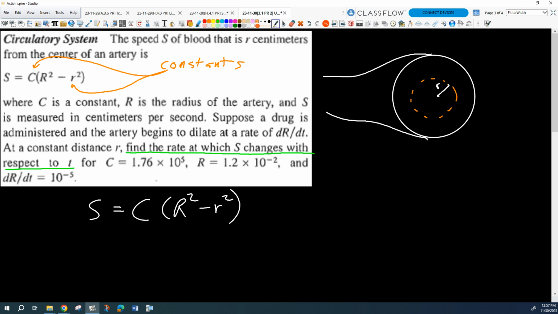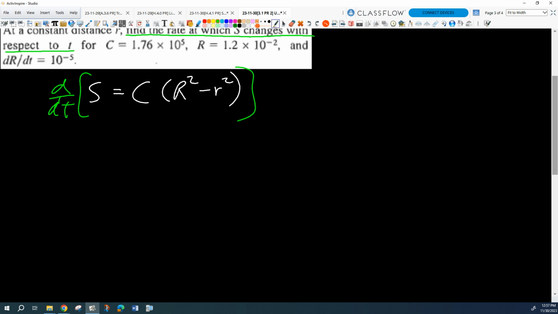So I'm really doing this. Here's one way of representing this, the derivative with respect to T of everything. So I'm going to implicitly differentiate with respect to T. So what's that going to give me? If I differentiate S with respect to T, what do I get? S prime, or ds dt, whatever you want to call it. This time I'm going to call it ds dt. That's actually what we're trying to find.